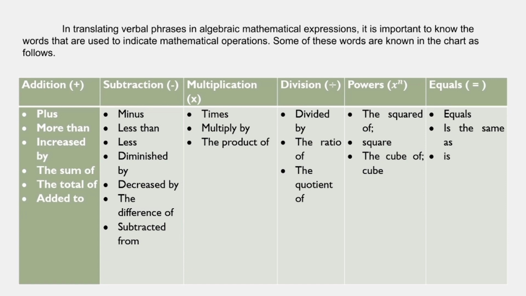When we say multiplication: times, multiply by, the product of. When we say division, it can be divided by, the ratio of, the quotient of. When we say powers: the square of, the square, the cube of, cube. And the last one here is equals. Equals is the same as is. So this is very important to know because this will be your hint to understand the concept of verbal and mathematical phrases. So you must become familiar with or memorize this.